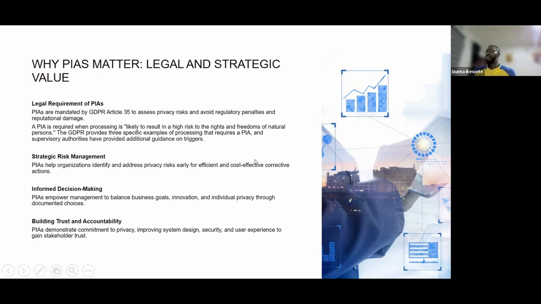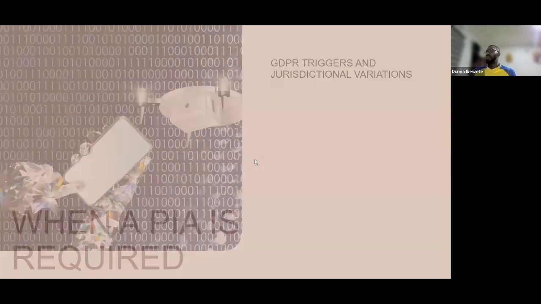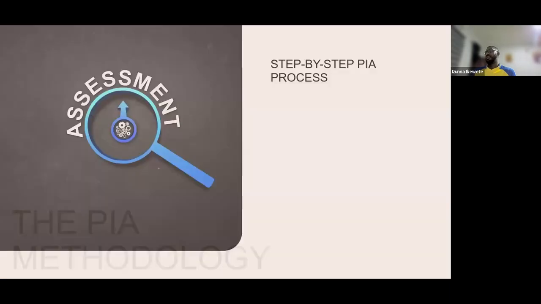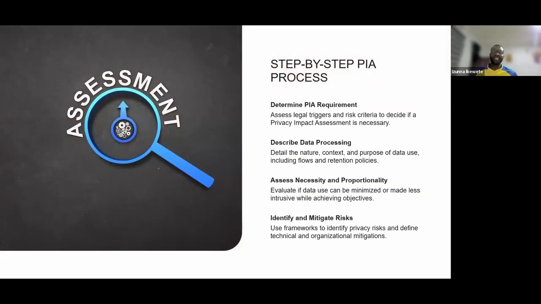So let's quickly look at what is required. What do we require for a step-by-step process for a PIA? It says determine whether a PIA is required. We must determine PIA requirements. Before beginning a PIA, we must determine if it's required.